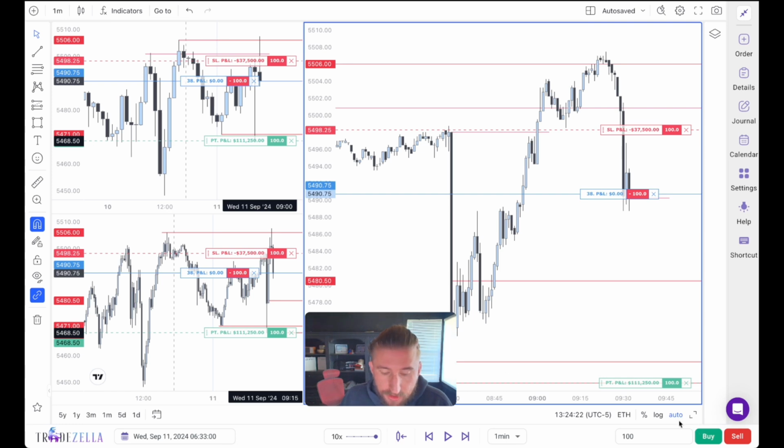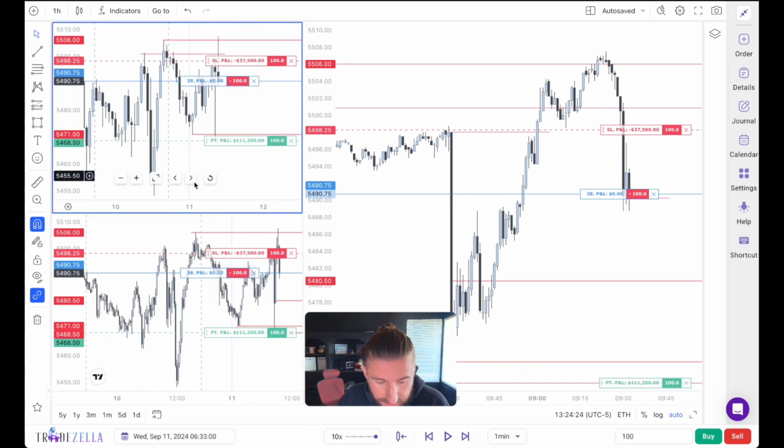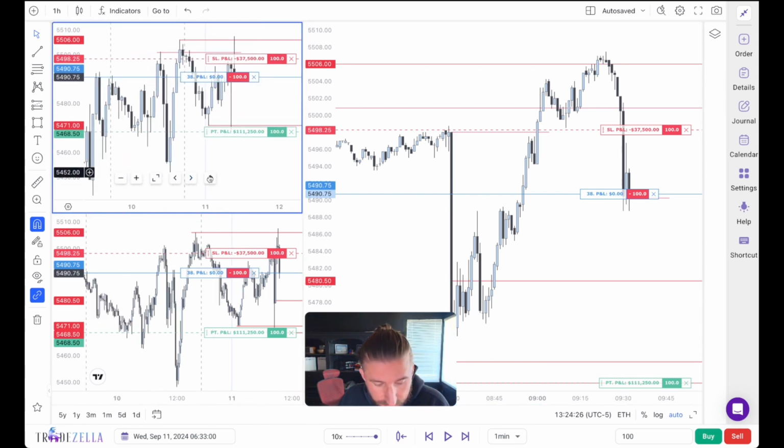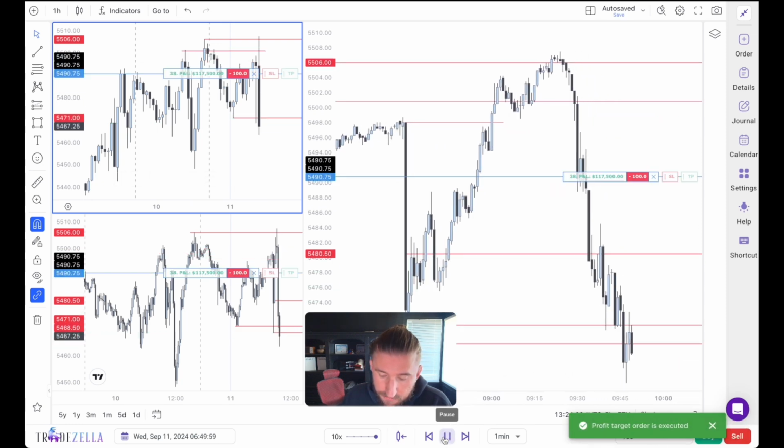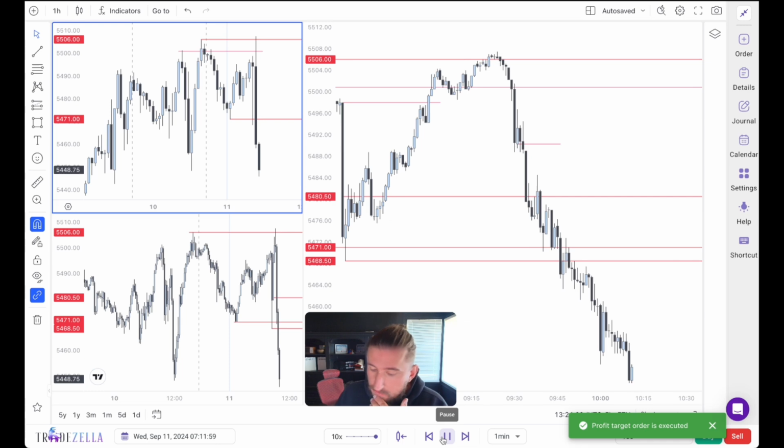Given the structure and the context of the setup with us sweeping at the highs, I think it's more than reasonable for us to trade to that wick low. I don't think that low would be protected by any means. And yeah, we get that target hit. So that's the thing you want to do.